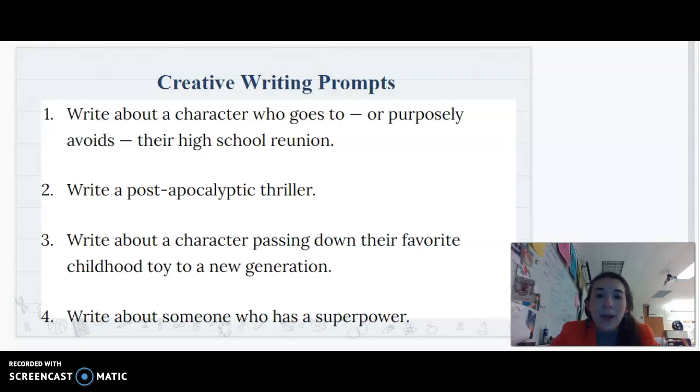Write about a character passing down their favorite childhood toy to a new generation, so you can make that one realistic or more magical depending upon your preference. And write about someone who has a superpower.